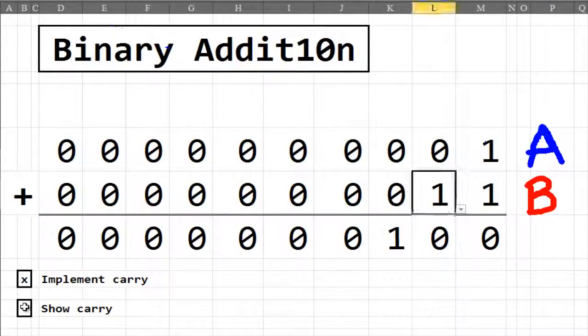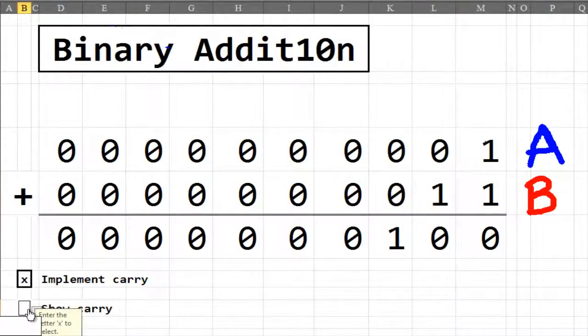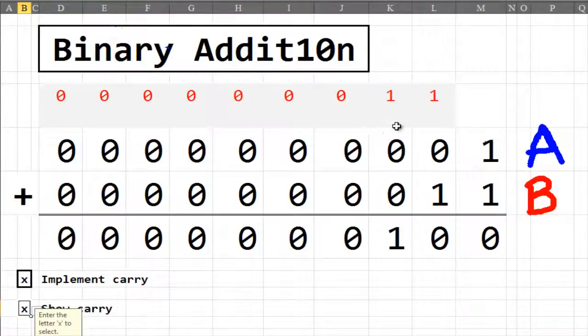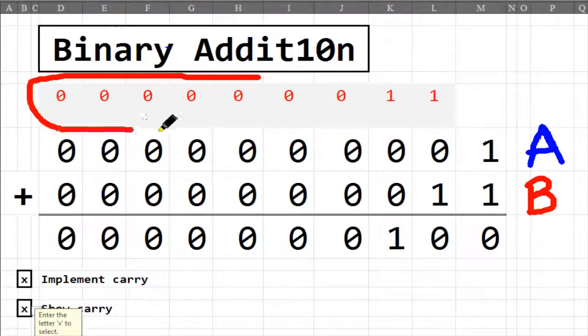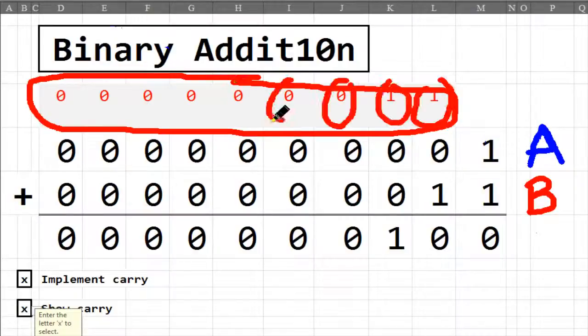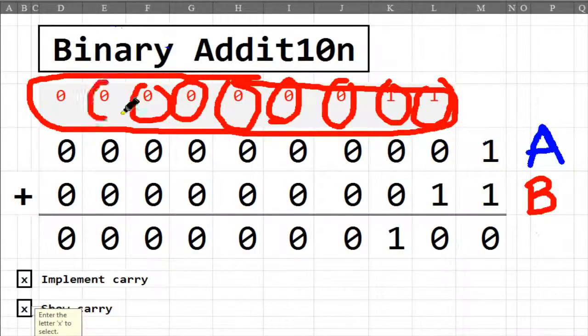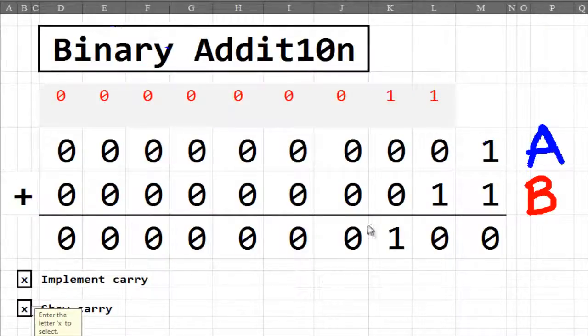Let's see the carry itself. So let me show carry. The row at the top represents your carry. Each of the cells represents one carry entity. Let's do 2 more examples.